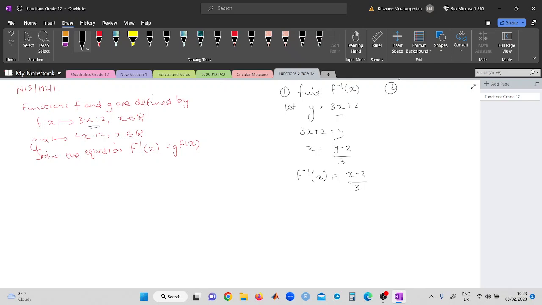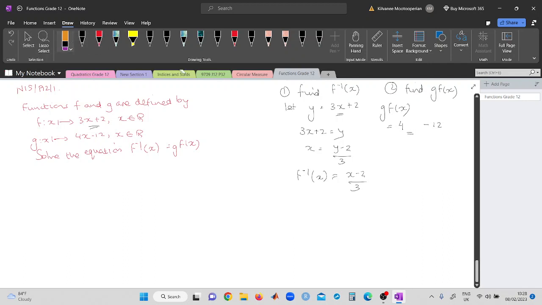Next, we find gf of x, so that we can equate them and then find the value of x. Now gf of x is the function g followed by the function f. So what is the function g? 4x minus 12, right? Inside the function g, I replace x with the function f, 3x plus 2. So 3x times 4 is 12x, 4 times 2 is 8, minus 12. That gives me 12x minus 4.